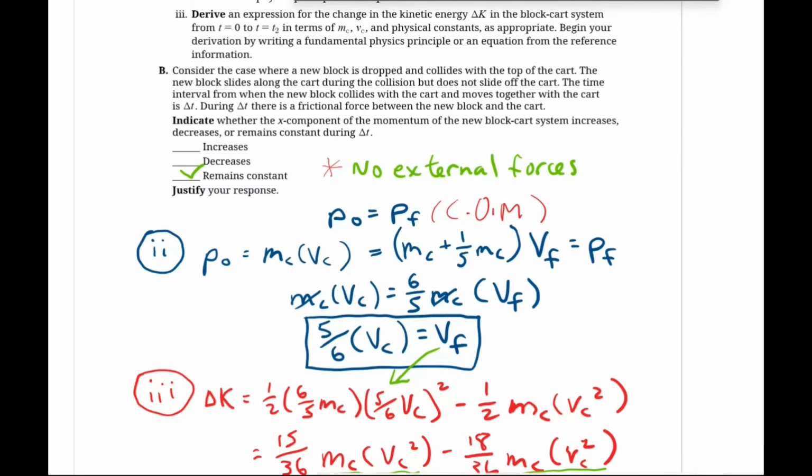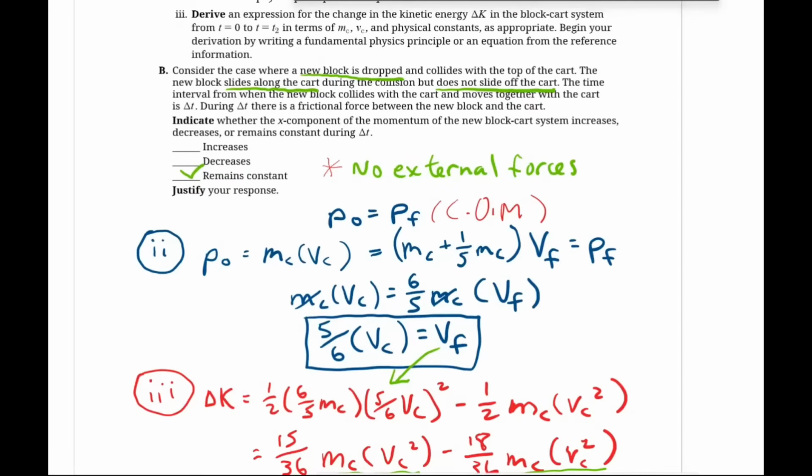Moving on to part B, this check got moved over a little bit, but this one remains constant. So they're saying that the case is a new block that's dropped and then collides with the top of the cart, and the new block slides along the cart but does not slide off the cart. The time interval from when the new block collides with the cart and moves together with the cart is delta t. During delta t, there's a frictional force between the new block and the cart. So there's some parts that might throw people off a little bit, talking about sliding and friction and things like that. But remember, our block and cart together are the system.